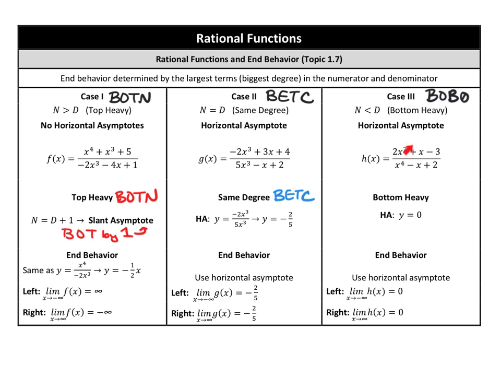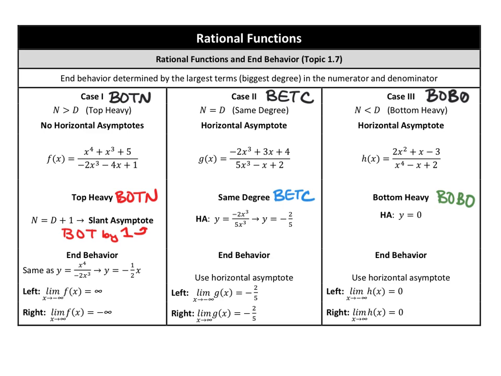This is a BOBO graph because you see it's degree 2 on top, degree 4 on bottom. There's no extra bigger on bottom by 1. If it's bigger on bottom, then that's going to be bottom heavy and the horizontal asymptote will be 0, the end. That means the end behavior will be 0, the end. So I used the acronyms BOBO, BOTN, and BOTH. If you go online and look for resources, you may see top heavy, bottom heavy, or same degree. Same thing.